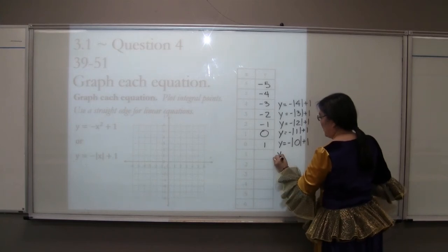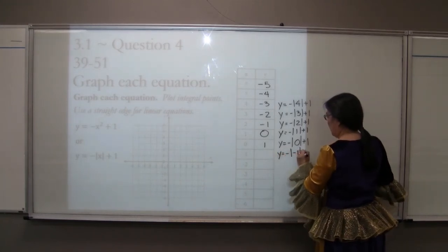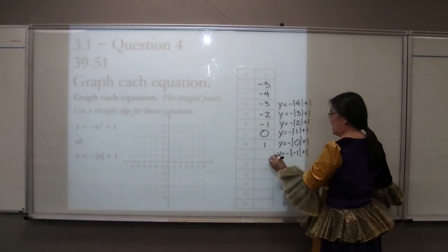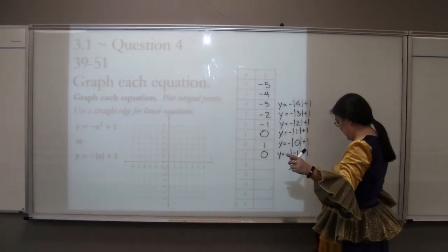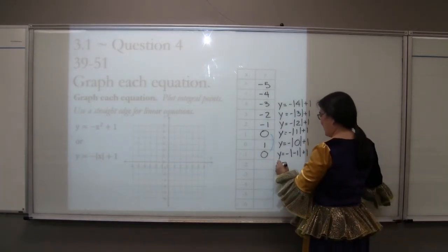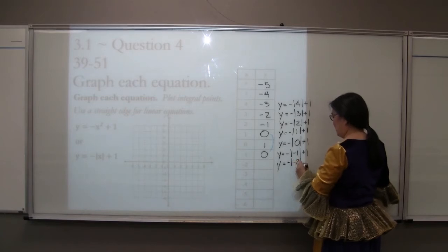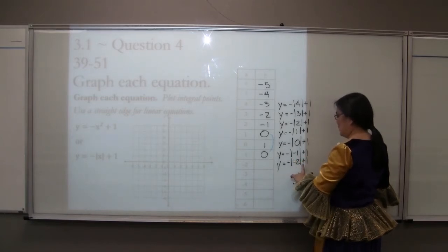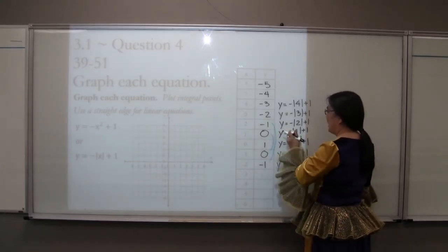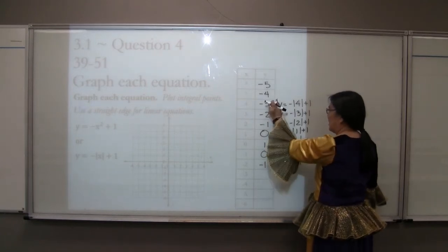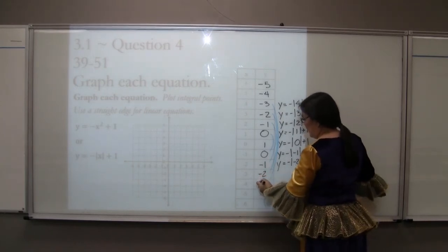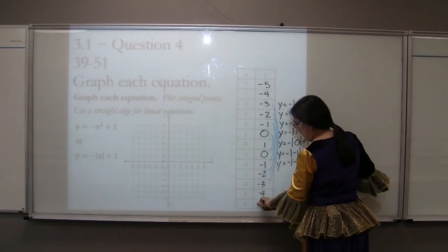And then y equals negative absolute value of negative 1 plus 1. Absolute value of negative 1 is 1 times negative. Negative 1 plus 1 is 0. Ooh, just like the parabolas, I am starting to see the pattern. Y equals negative absolute value of negative 2 plus 1. 2, negative 2 plus 1 is negative 1. Ooh, I am seeing my pattern working. I'm thinking that the pattern is going to continue for the rest of these. So that's going to be negative 2, negative 3, negative 4, and negative 5.